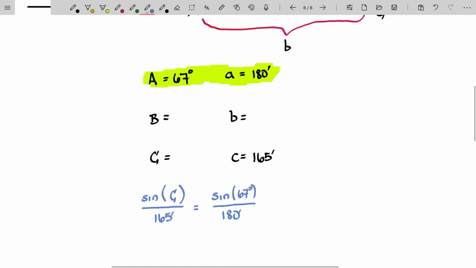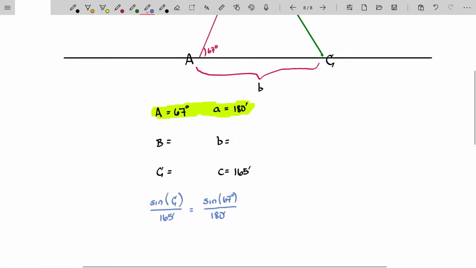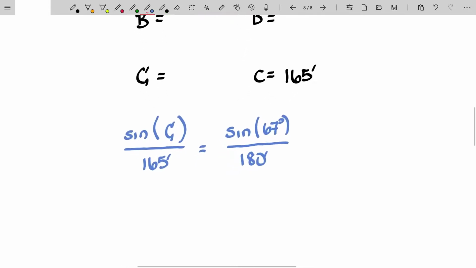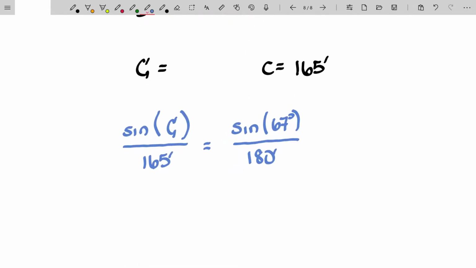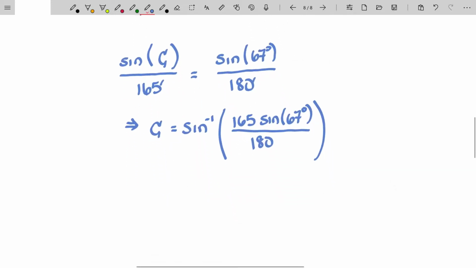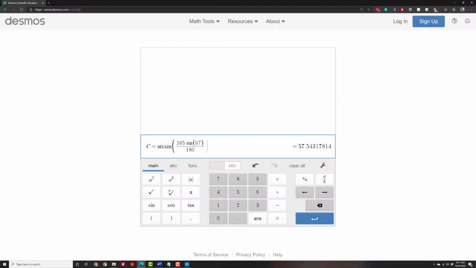So we have the sine of angle C is to the side C, as sine of angle A is to side A. I was just double checking that the side A was 180 feet because that was putting up red flags for me, but that's okay. So this will imply that angle C is the sine inverse, or the arc sine, of 165 sine of 67 degrees over 180. Notice the feet cancel. So let's go over to Desmos and do this computation.